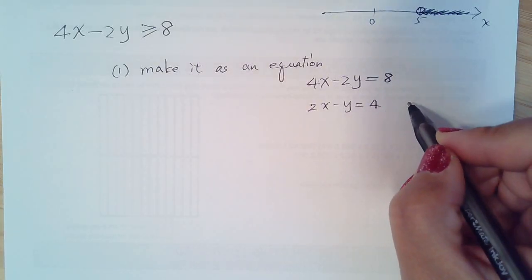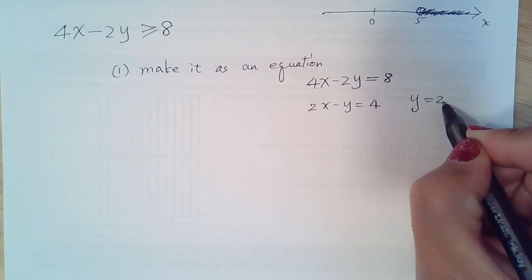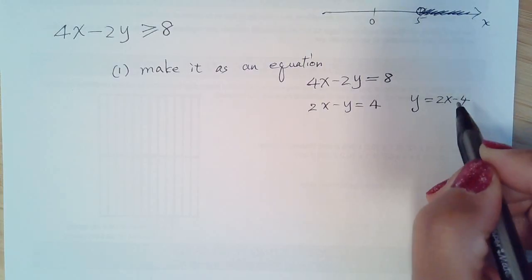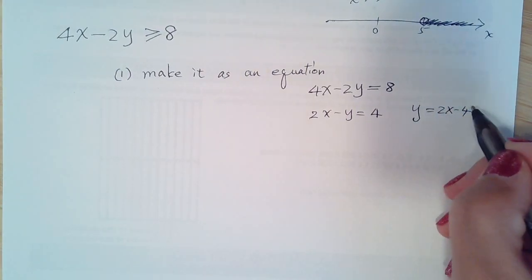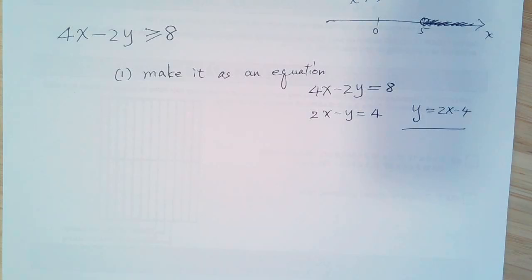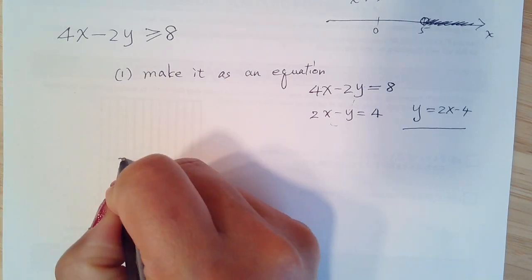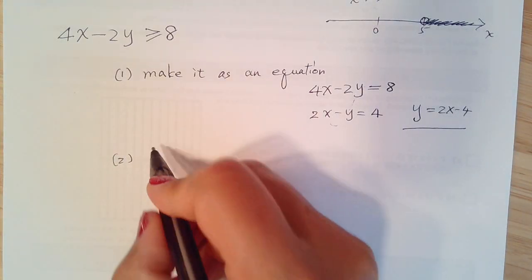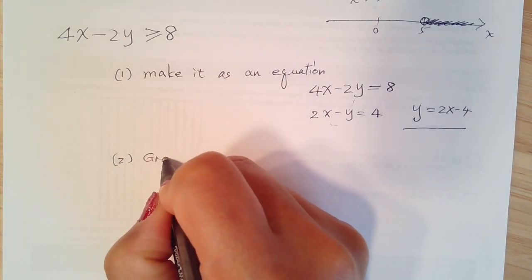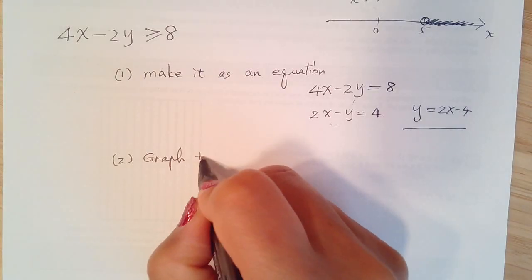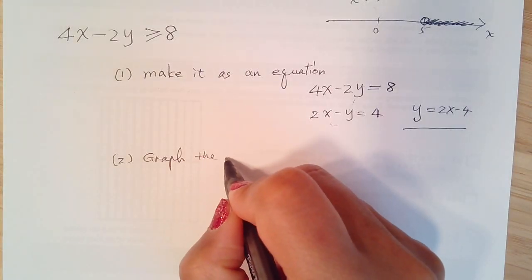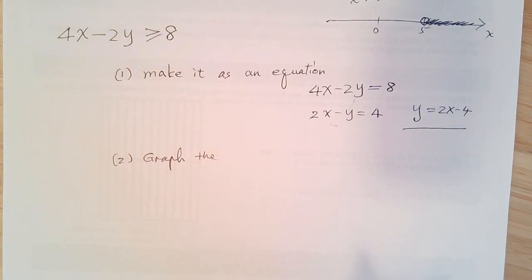So if you would like, you can just write that as y equals 2x minus 4. It doesn't really matter if you want to use this one or this one or this one. It doesn't really matter. So number 2, you make it as an equation and then you can graph it. You want to graph this, okay? So how do you graph this line?